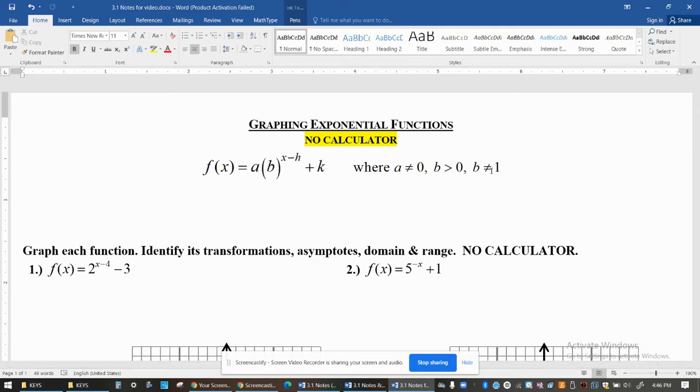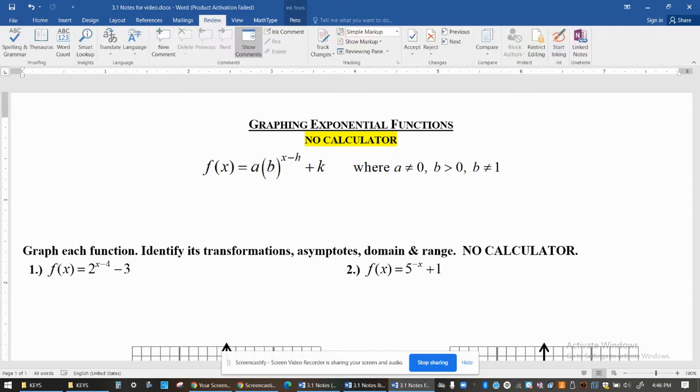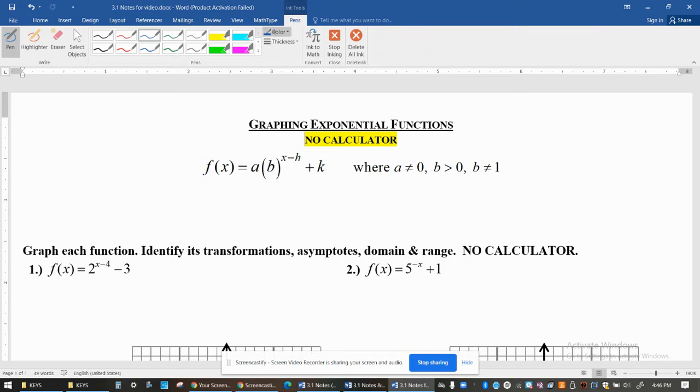Okay, now let's say that we have a multiplier that is negative out in front. Okay, so if a is negative, that means that it is reflected over the x-axis. Okay, reflected over the x-axis. And that means you have to change the signs of the y values.